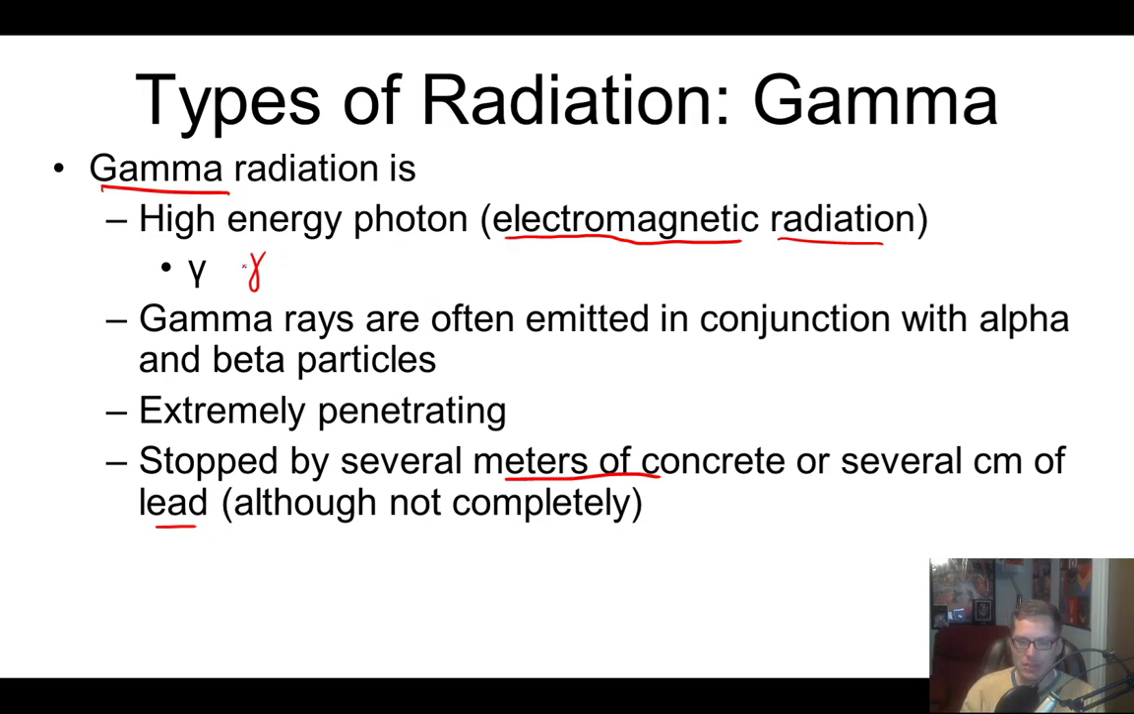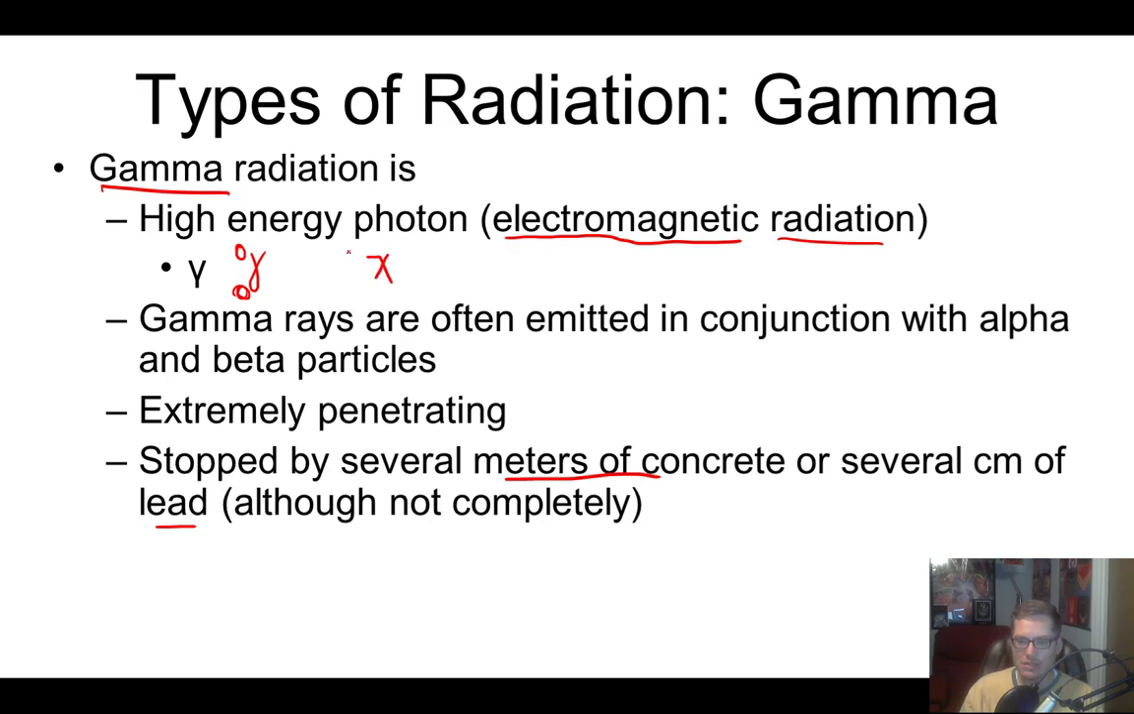Now, gamma radiation is kind of interesting. Its balanced nuclear reactions are actually pretty simple. Because gamma radiation is a high energy photon, its mass is 0 and its charge is 0. So if you have something undergoing gamma radiation, it's literally the same thing coming out the other side.